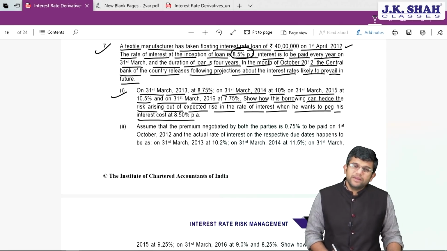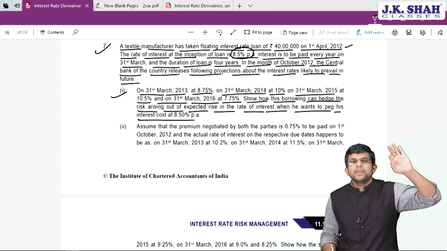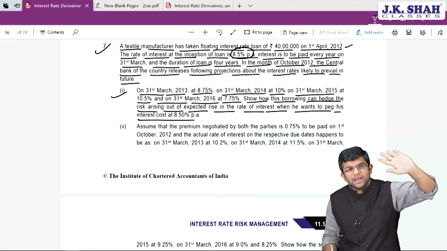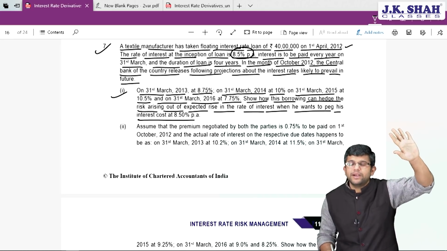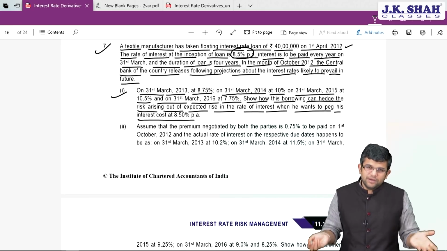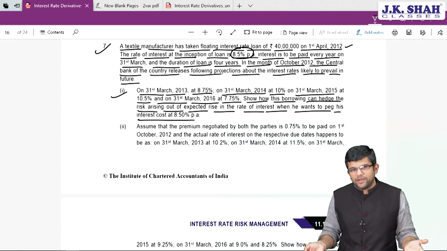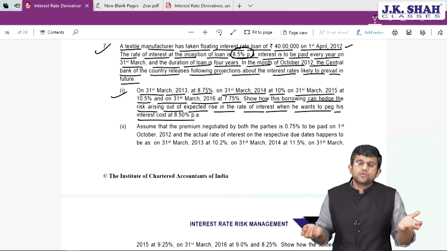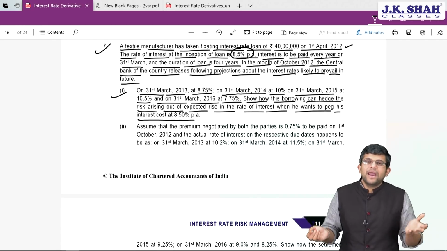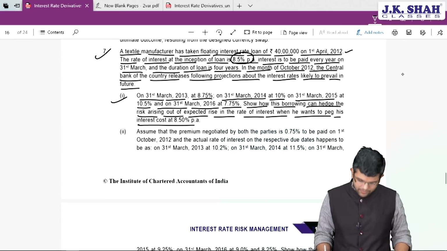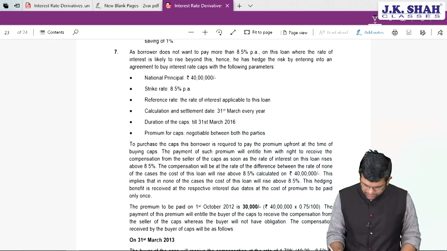So children, if the maximum that he wants to pay in interest is 8.5% per annum, irrespective of whatever the spot interest rates are, can I say he has to buy a call option on interest rates at 8.5%, where the strike price is 8.5%? Everybody following? So he has to buy an interest rate cap at an 8.5% strike rate on a total notional principal of rupees 40 lakhs. Everybody clear? So see what they are telling you.